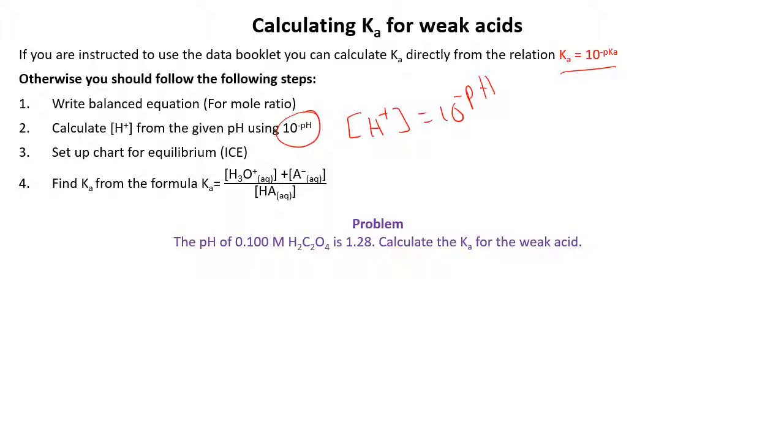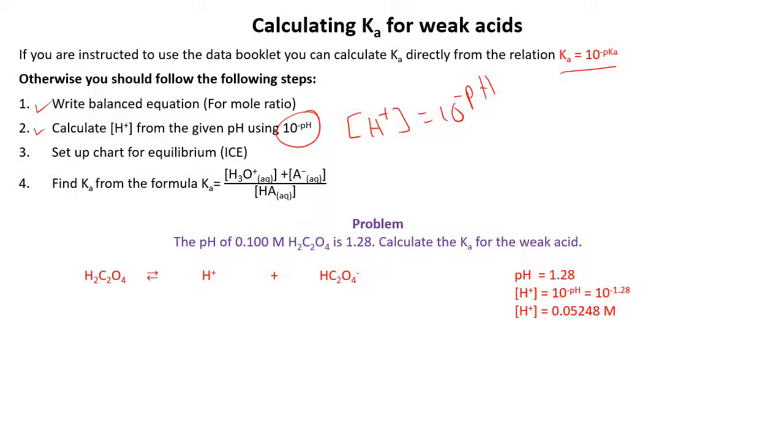First of all, we have to write the balanced equation for the reaction. Here it is: H2C2O4. We don't have to forget the reversible arrow to indicate that it is a reversible reaction, so there will be an equilibrium state here. Then we have hydrogen ion and HC2O4 negative, which is the conjugate base.